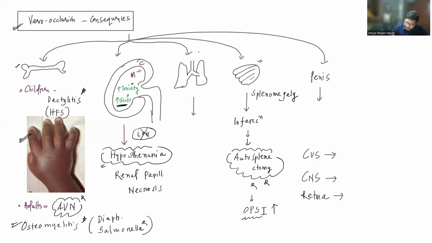Then what is going to happen in the lungs? In the lungs, they will have a very characteristic, life-threatening condition that is known as acute chest syndrome.